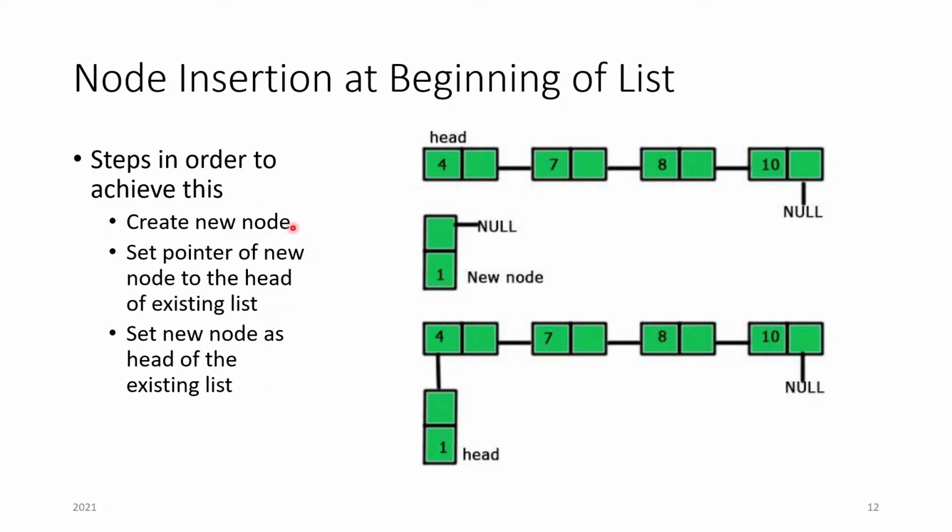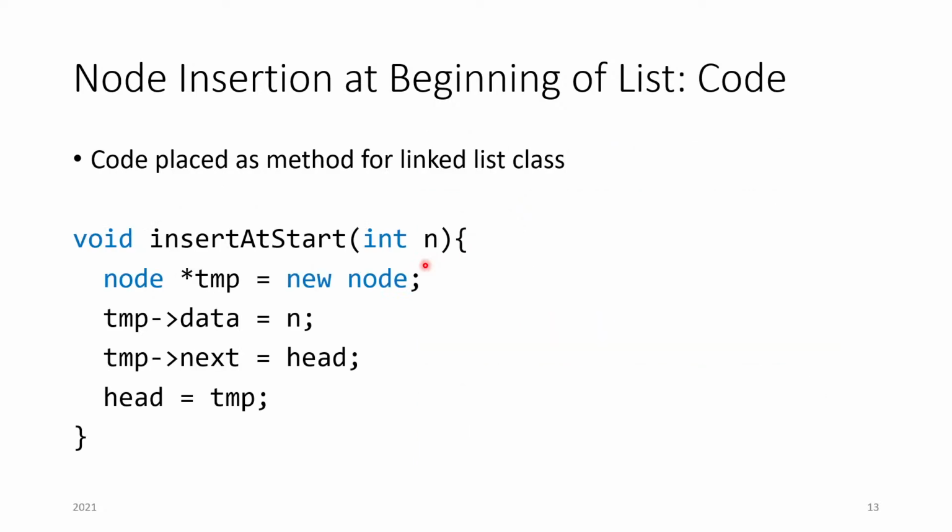So we create the new node first. We set this pointer here for the new node to point to the existing head of the linked list. And for this new node, we switch head here to start at this new node that we created. The code for this actually is very simple. You can see basically it's only 4 lines of code that you need to put in, and this entire method just goes inside the linked list class.